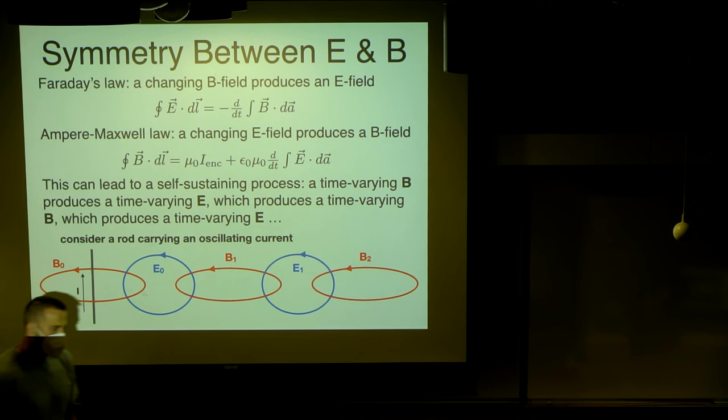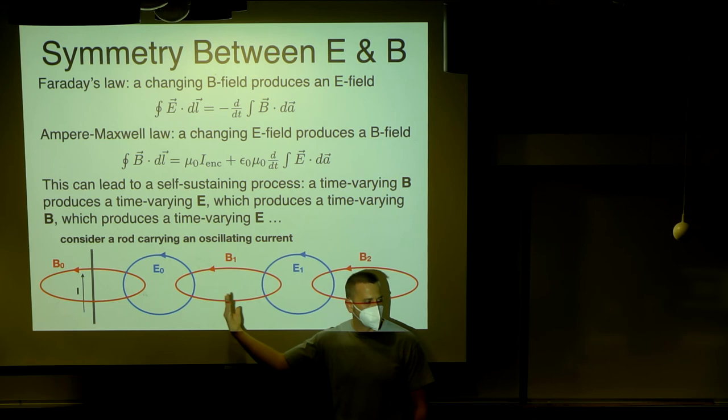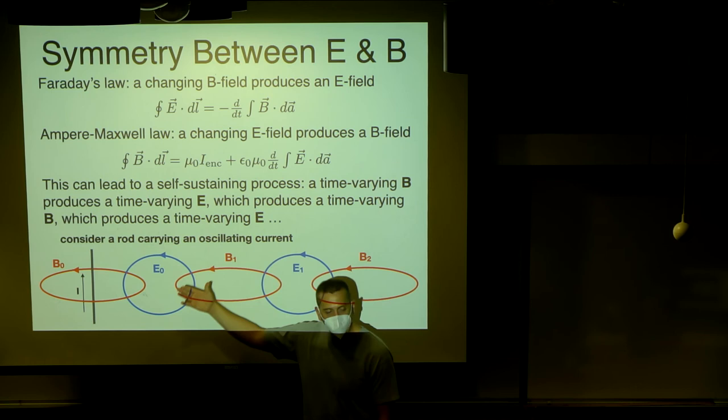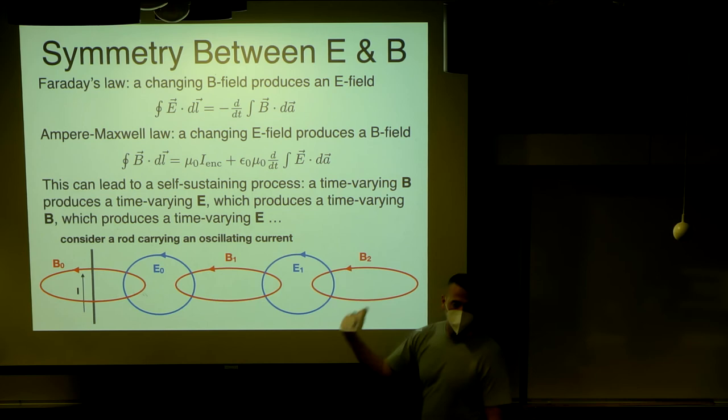So when I say light, I mean any type of electromagnetic wave. That's what this is called. It's a wave in the sense that it consists of oscillating E and B fields, and it's going somewhere. It's going away from the source, okay?